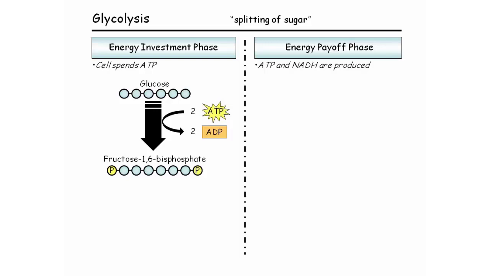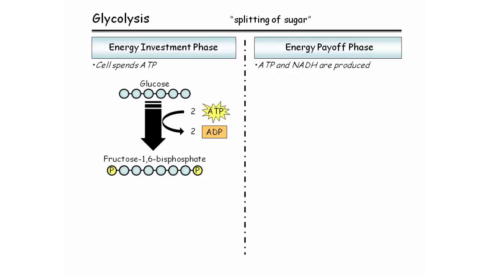We are going to take the phosphates from those 2 ATPs and we will be attaching them on either side of our 6-carbon molecule. And at this point, the name of the molecule will change. It will be called fructose 1,6-bisphosphate. And that right there is going to be a highly unstable molecule.